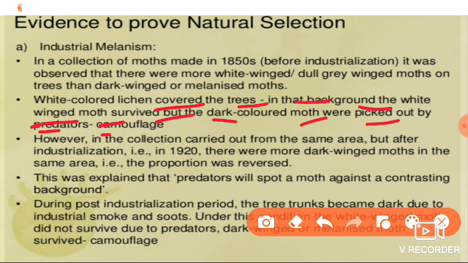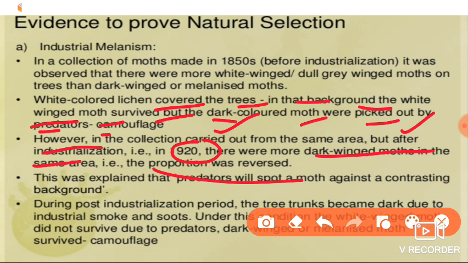However, in the collection carried out from the same area after industrialization, that is around 1920, not the 50s, there were more dark winged moths in the same area. The dark winged moths are more present because of camouflage. Because of industrialization there is pollution. If there is pollution, there is no development of lichens, which means the background is dark. So predators easily identify the white colored moths, and there are more dark winged moths and fewer white winged moths.